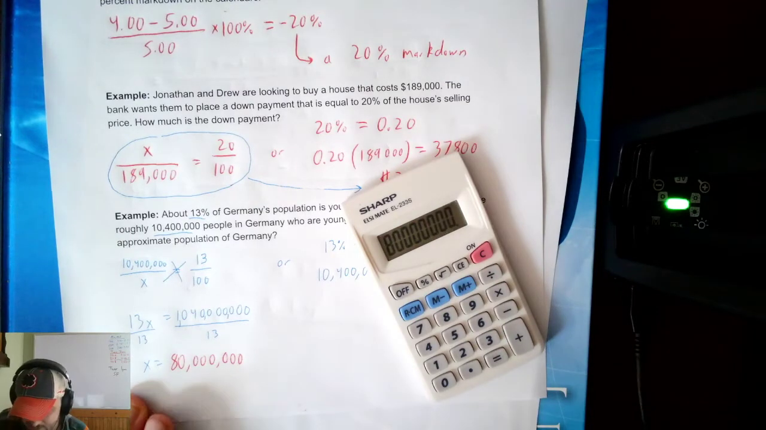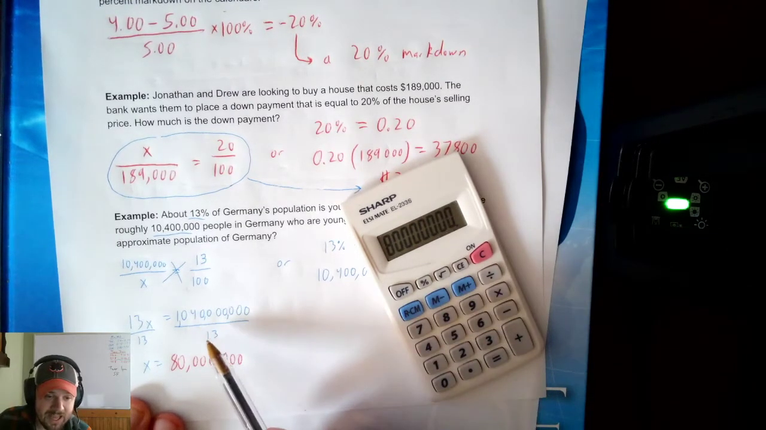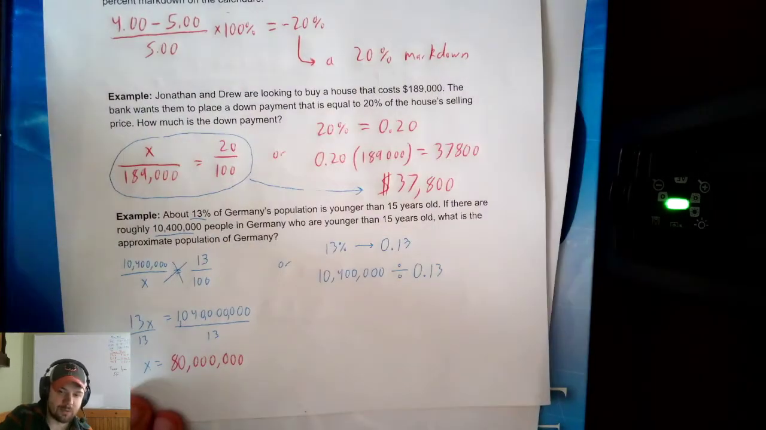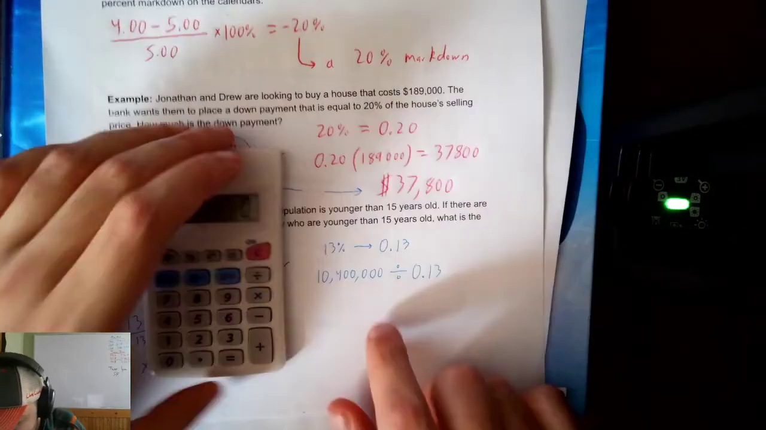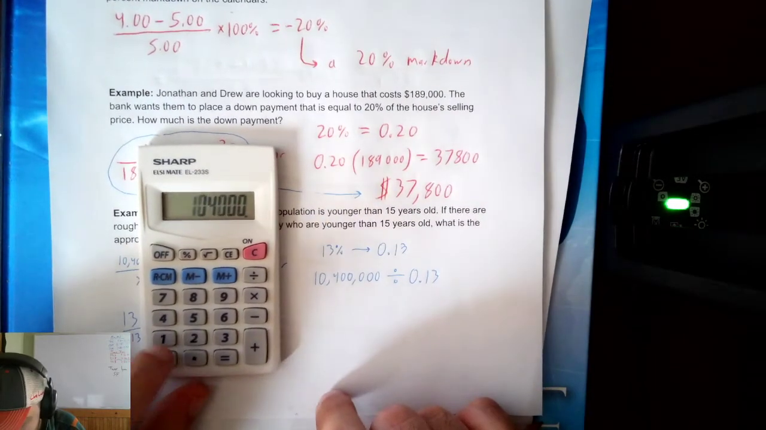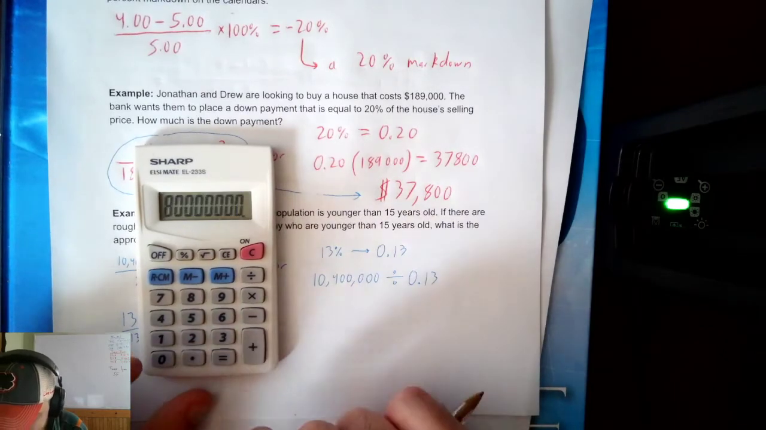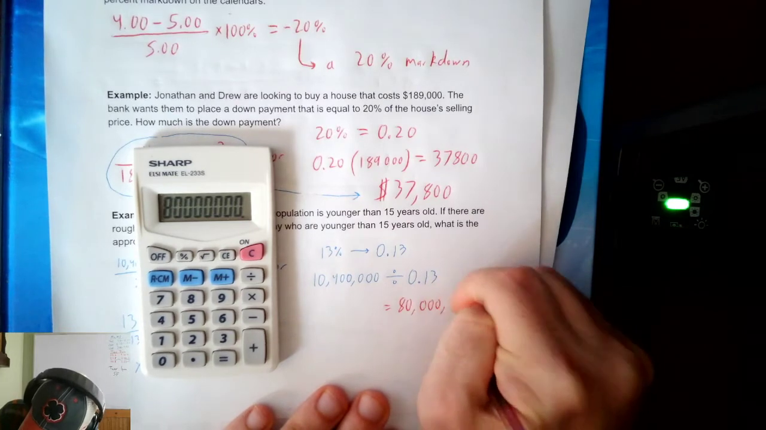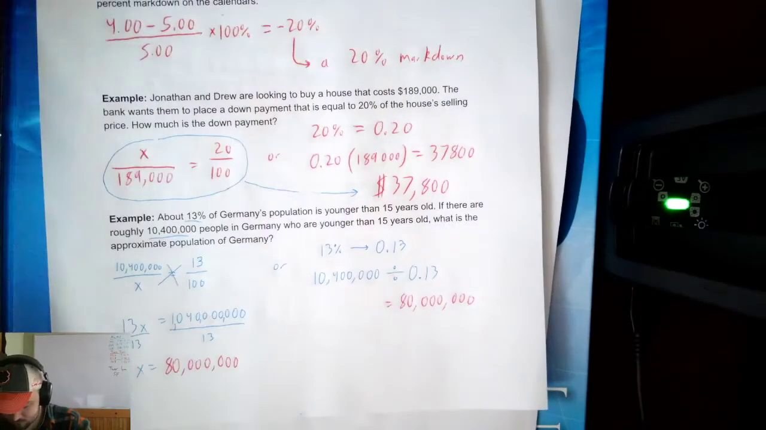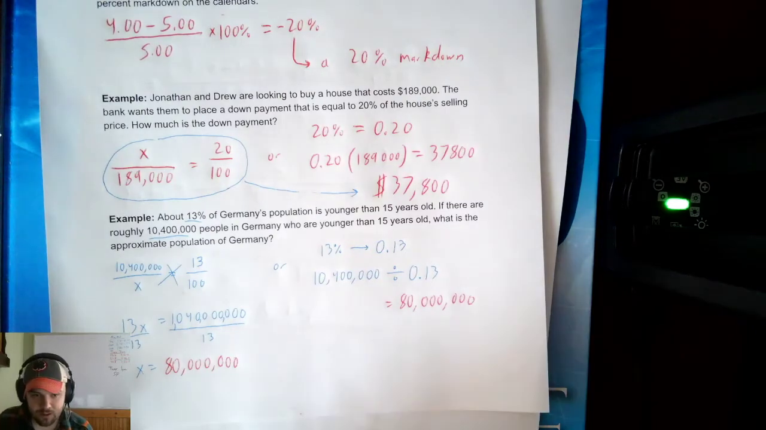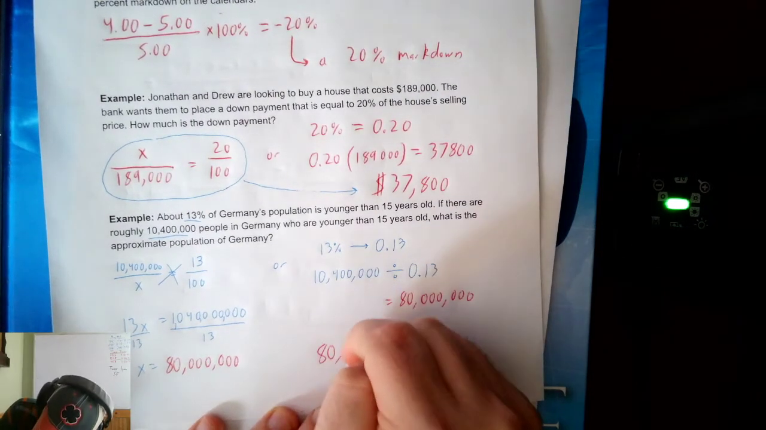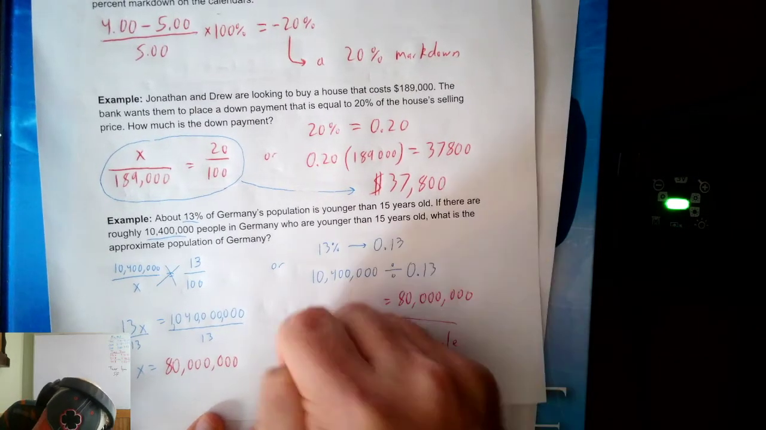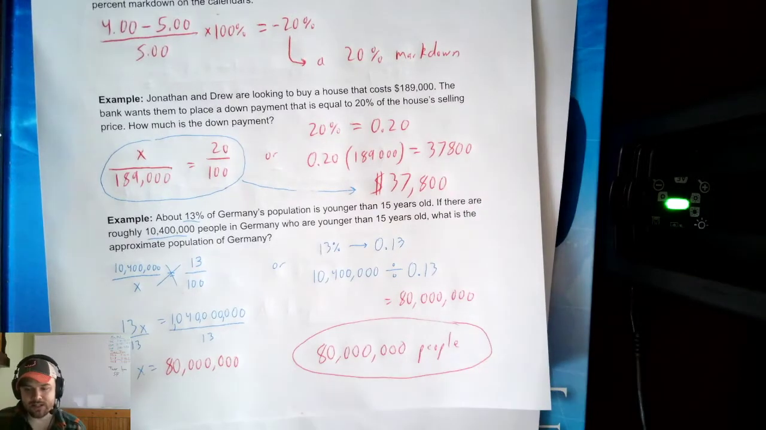Looks to be about right? 1 billion divided by 10 is 100 million. So if I divide it by 13, it should be a little less than 100 million, right? Divided into smaller groups. Same thing here. Let's see what happens here. If I do 10,400,000,000 divided by 0.13, that also gives me 80 million. So 80 million people. There's 80 million people in Germany according to this example.